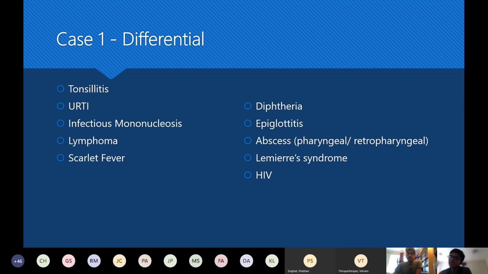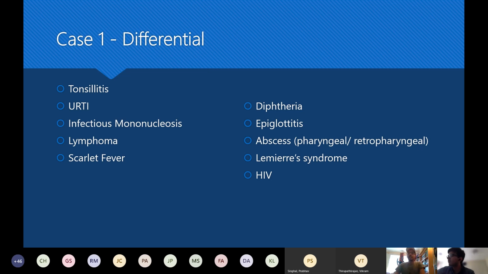Anything else to talk about here? Just one thing: epiglottitis is super rare now because of the vaccine, but very important to know about.